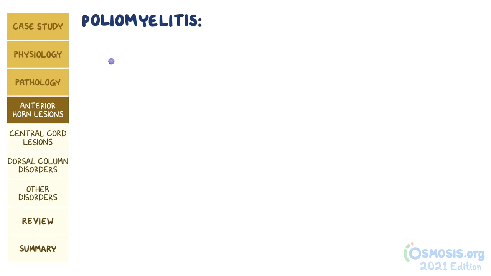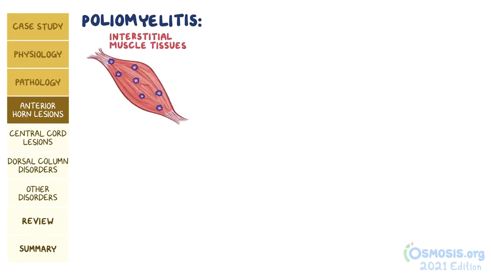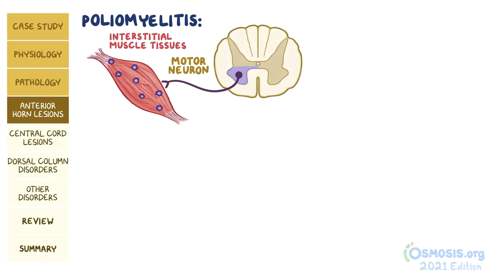But about 1% of the time, it will get into the interstitial muscle tissues and make its way to the neuromuscular junction where it will go on to invade the motor neuron. Once there, it will travel retrograde, meaning backwards, up through the axon to the anterior horn of the spinal cord.